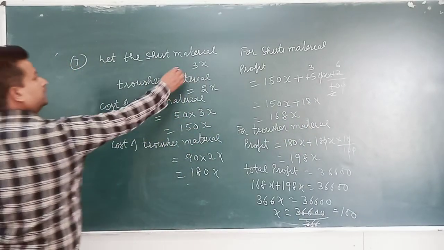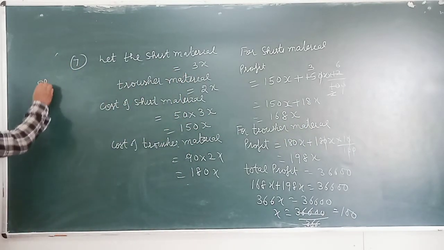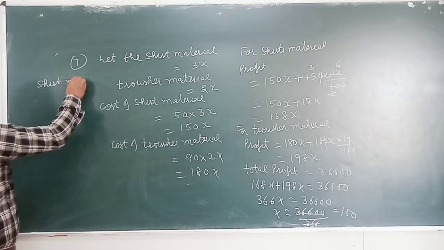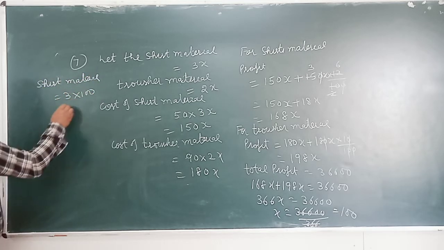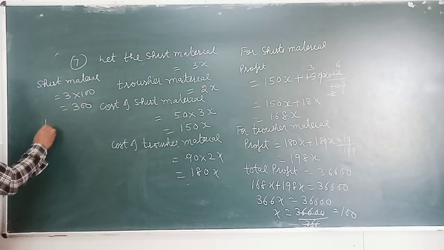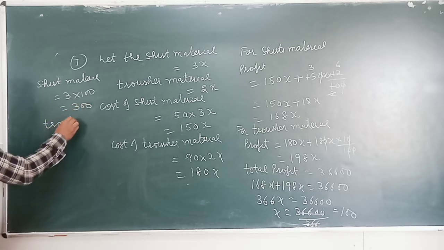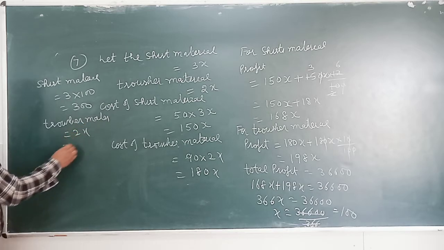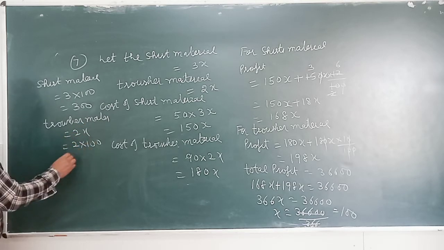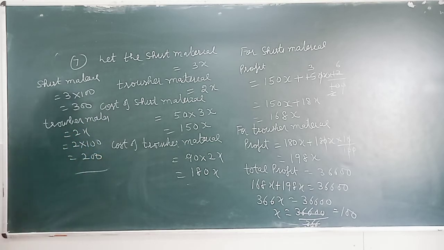So this is the shirt material. Shirt material is 3 into 100, which equals 300. And trouser material is 2x, 2 into 100 equals 200. This is the material of shirt and trouser. It's a very important one also.